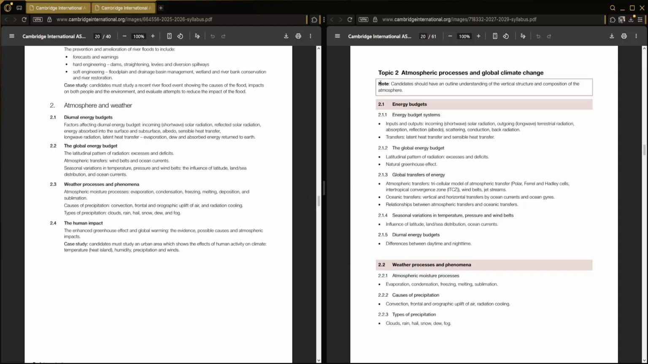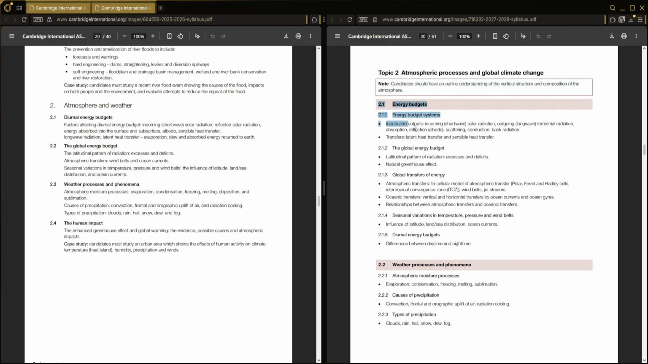One thing to note for the new syllabus is that candidates should have an outline understanding of the vertical structure and composition of the atmosphere. This means you need to understand or know about the tropo, strato, meso, thermo, and exospheres and their pauses, but not in depth. Just understand or be aware that they exist, essentially.